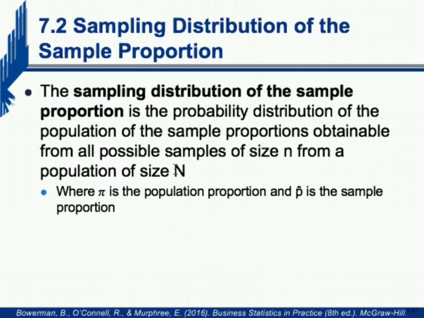So for each small n, you can compute for the proportion that falls within a certain category, and then you can do that for all possible combinations of small letter n from capital letter N. So again, this is commonly used if the population of measurements represents values of a qualitative variable, and since it's a qualitative variable, we don't compute for the sample mean, instead we compute for the proportion.